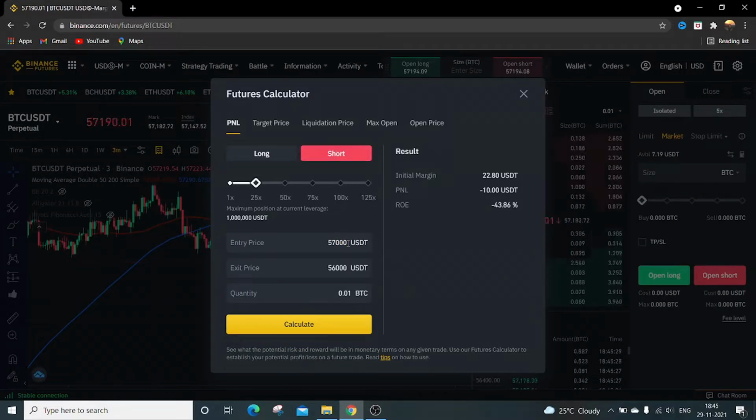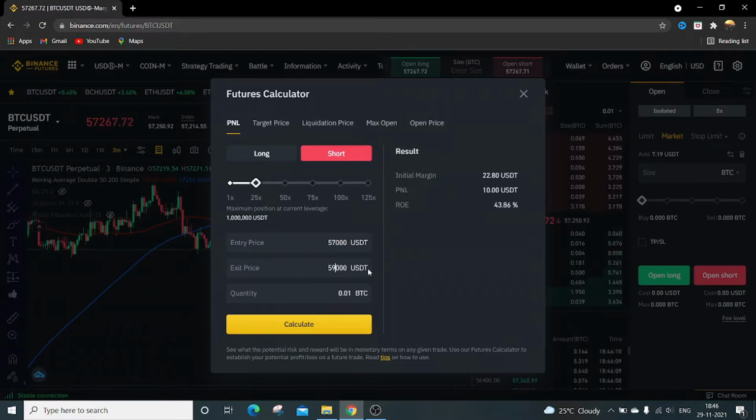Again, to take a short position, I will change this, and again keep the leverage at 25, entry price at 57,000, exit price at 56,000, and quantity 0.01. Then click on calculate. Now it is showing me plus, which means if I take a short position at entry price 57,000 and exit price 56,000, it will give me a profit of 10 USDT at 43.86%.